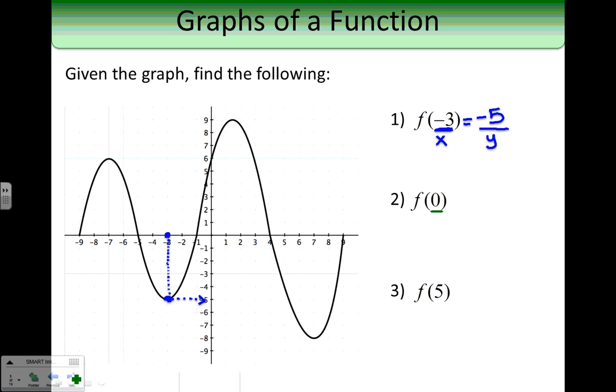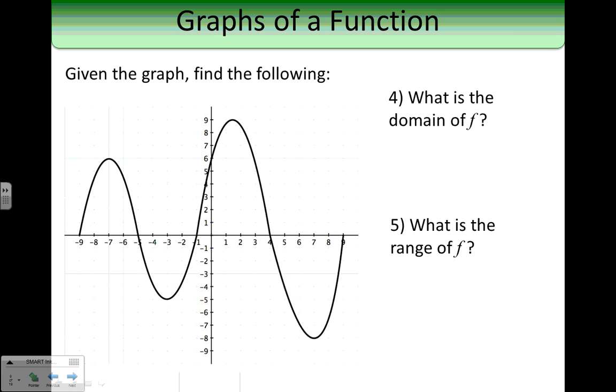If I have an input of 0, I want to figure out what my output is. Starting at 0 as my x value, go up until it reaches the graph, and I have an output of 6. Last one, f of 5. If my input was 5, that means my x value is 5, go down until you hit the graph. My output is also going to be -5 for this one. So your input is always your x value, and you're just trying to find the corresponding y value that goes with it for that particular function.